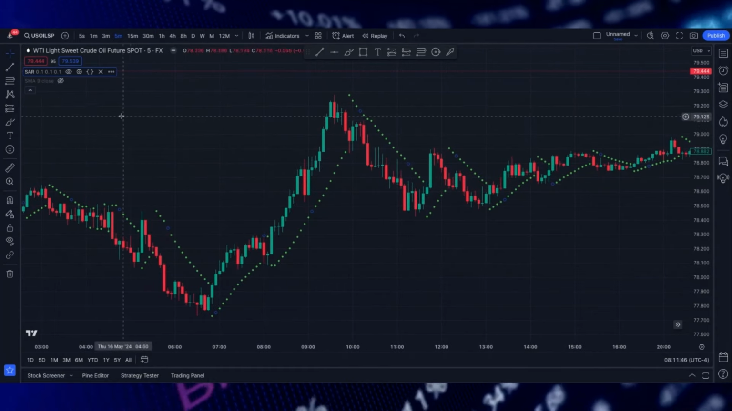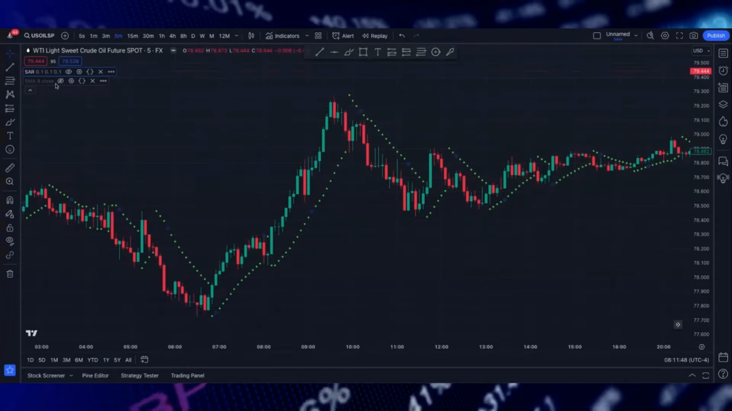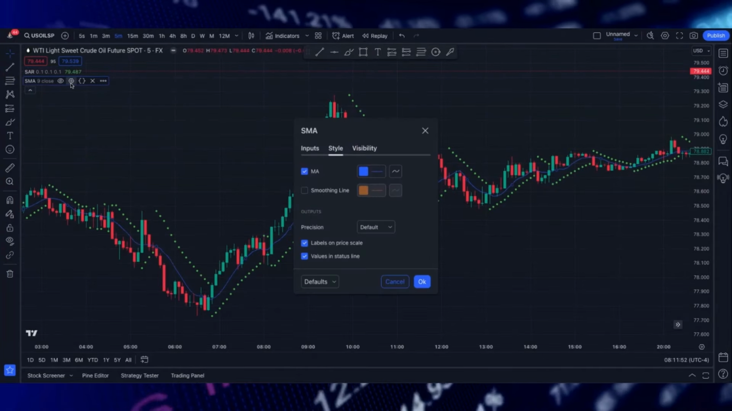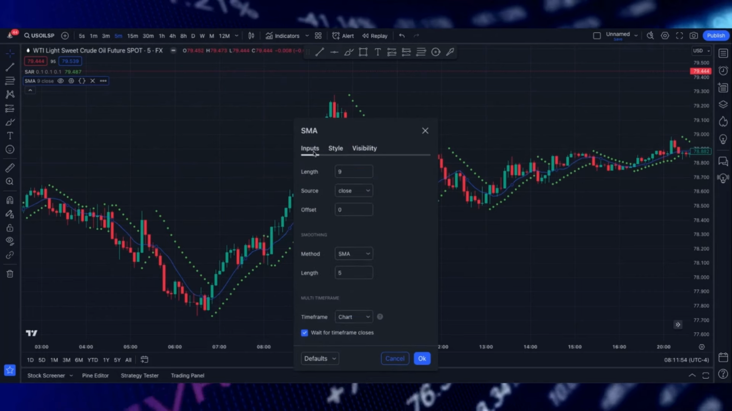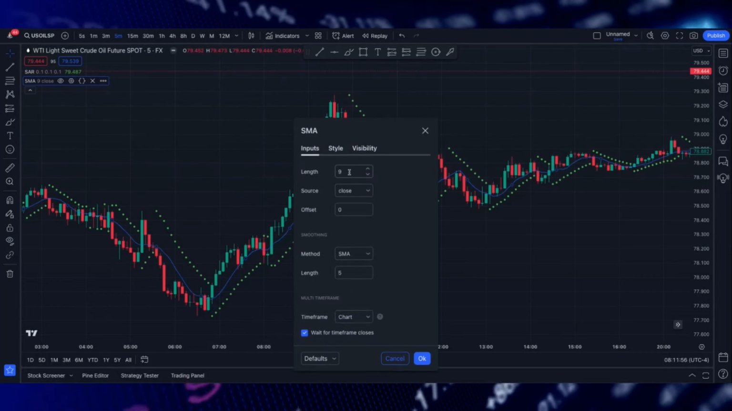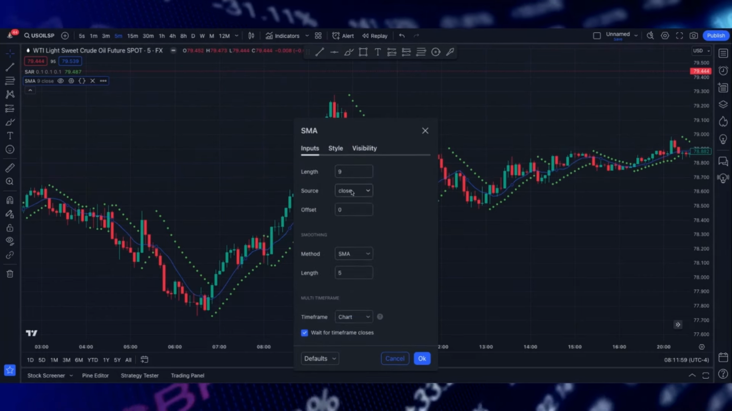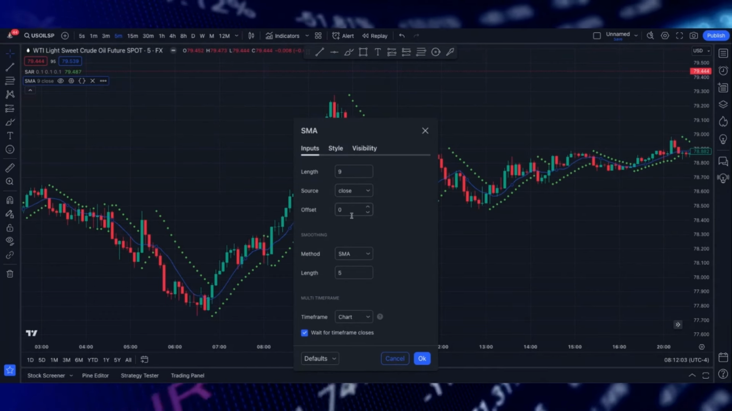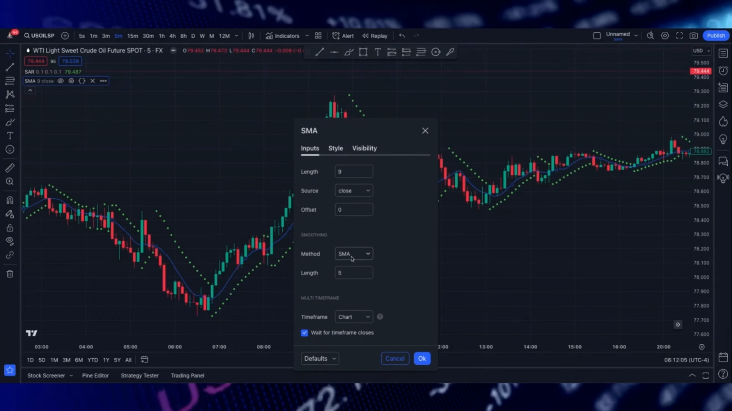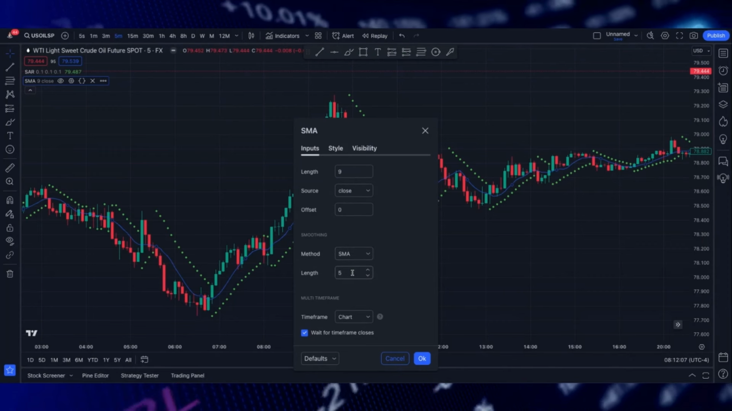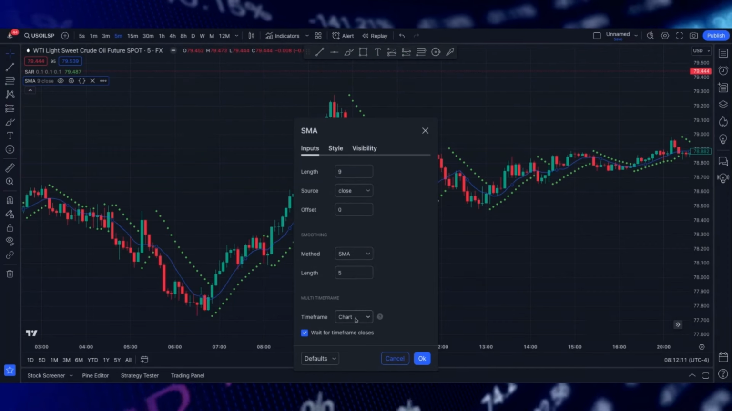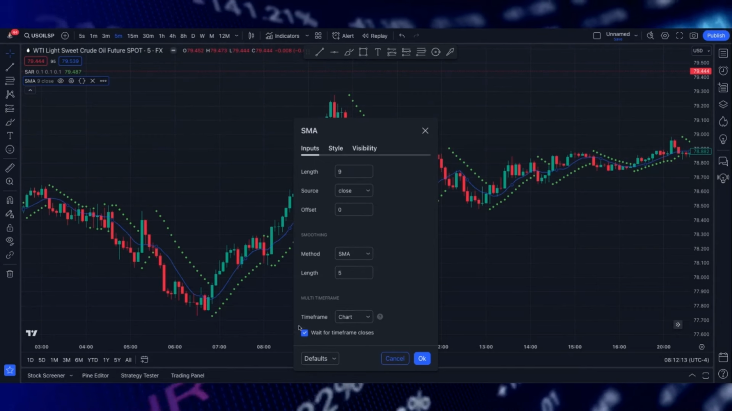The next thing you want to do is head over to this SMA that was installed. Okay, I'm going to show it to you here. And what you want to do is go to the settings and first go to the inputs. Now, you want to make sure that your length is at 9, your source is close, you leave the offset at 0, the method should be SMA. Again, the length here should be a 5, and then this should say chart right here. Okay, and then this is very important down here.